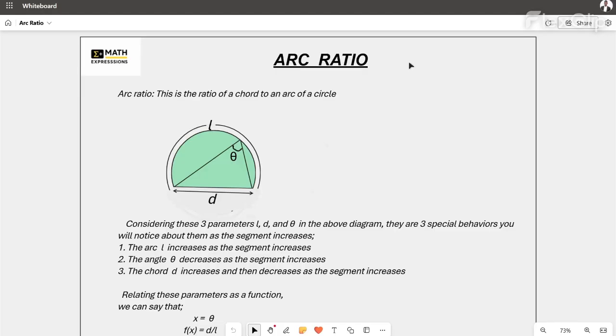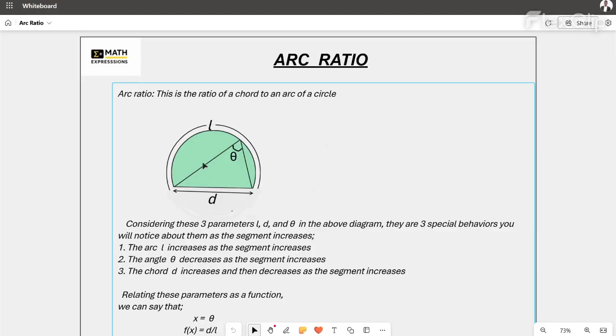Now, without wasting much of our time, let's get started with what today's topic is all about. This topic, arc ratio, might be new to you, but don't worry. By the end of this video, you will have a full understanding of what arc ratio is all about. Now, let's look at what this topic means. First of all, arc ratio is the ratio of a chord to an arc of a circle.